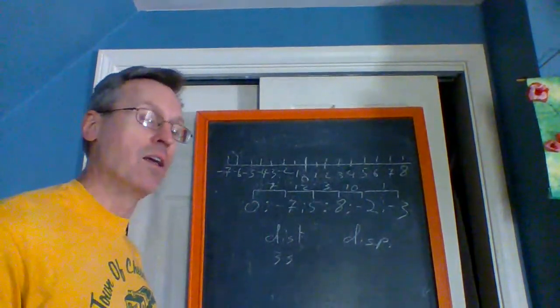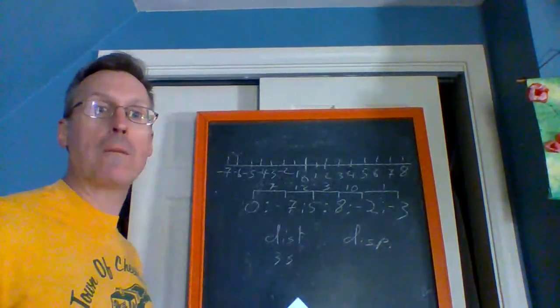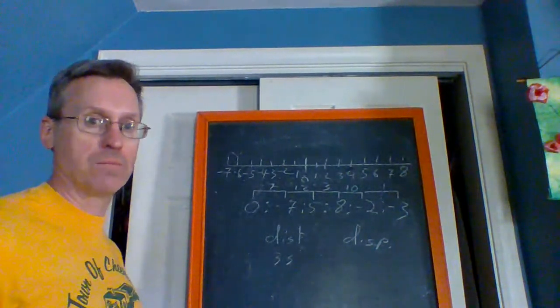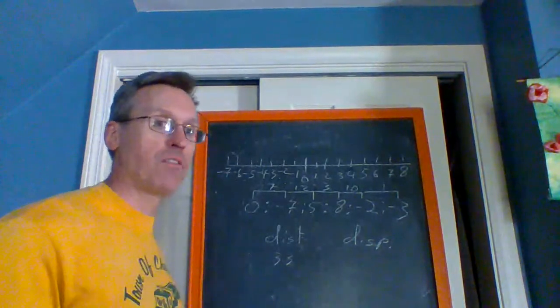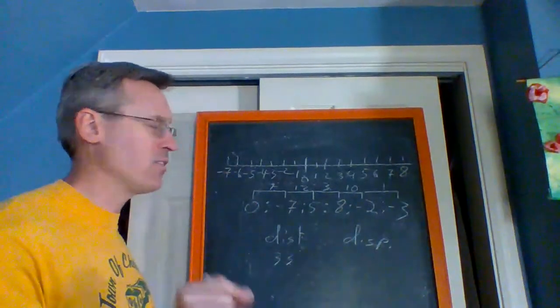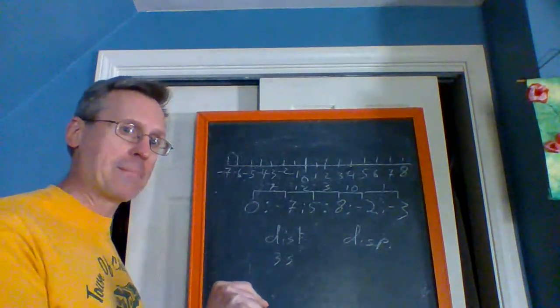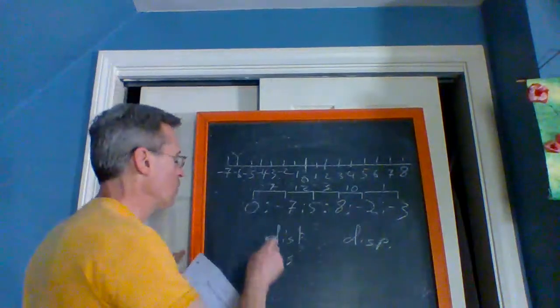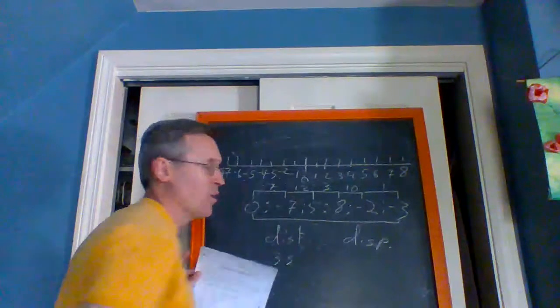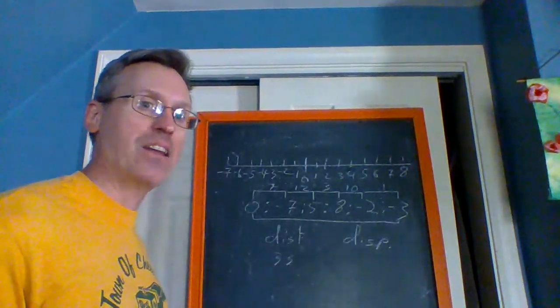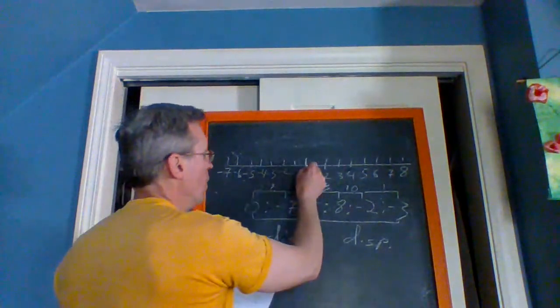That's our distance. Remember, distance is just how far you go. It doesn't matter what direction you go in. Okay, so we walked a total distance of 33 paces. What's our displacement? Well, displacement only depends on two points, the first point and the last point. So where do we start off? Well, we started off at 0. Where do we end up? We ended up at -3. So how far is that?